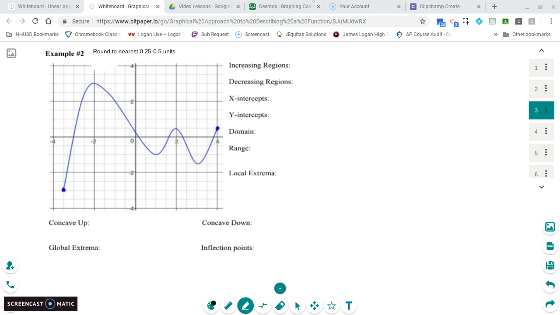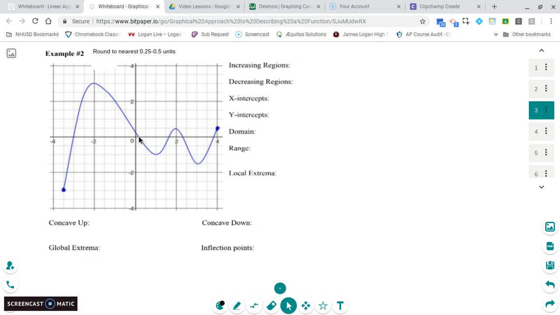All right, this is example number 2 for the graphical approach. I'm not going to work through everything, but I do want to make note that you should pay special attention to the lattices and the intervals that it's broken down into. I note that they're counting by twos with the major lattices, but these partial lattices are counting in units of half. So that's something to consider when you're estimating.